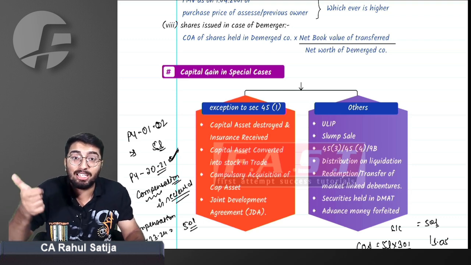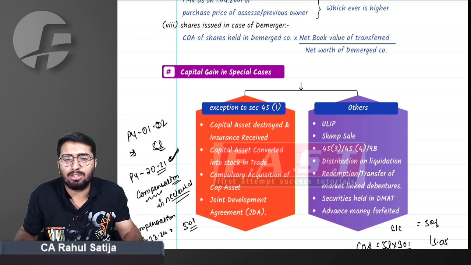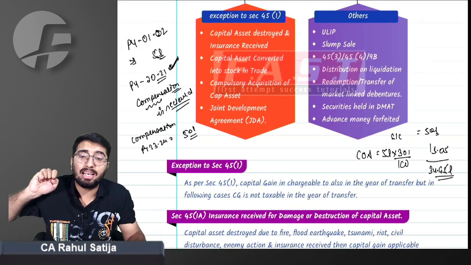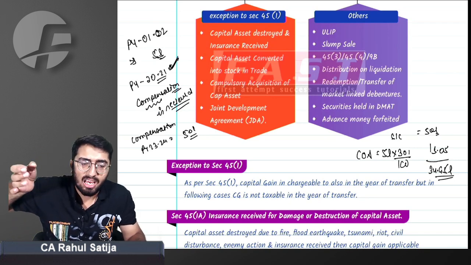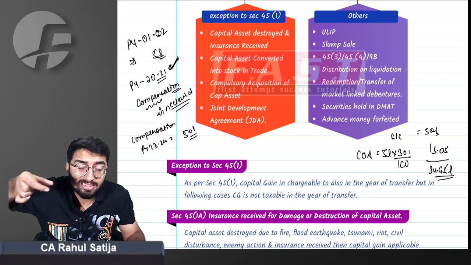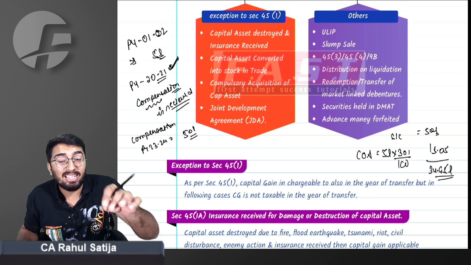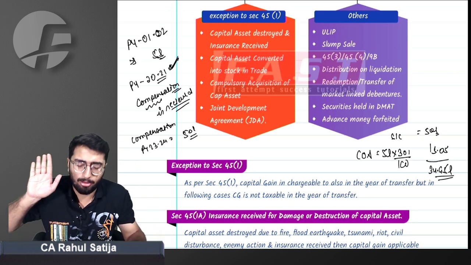What if transfer takes place in a year but capital gain is taxable in the other year? These four cases tell the exact same situation. So yesterday we studied about the first situation, which was capital asset is destroyed and insurance is received. In that case, the year in which capital asset is destroyed will be year of transfer. But taxability will arise in the year in which you get insurance. So how will capital gain be calculated?